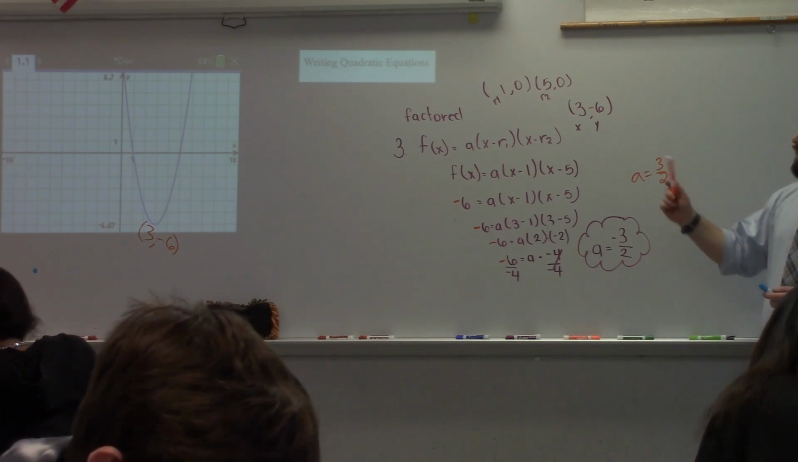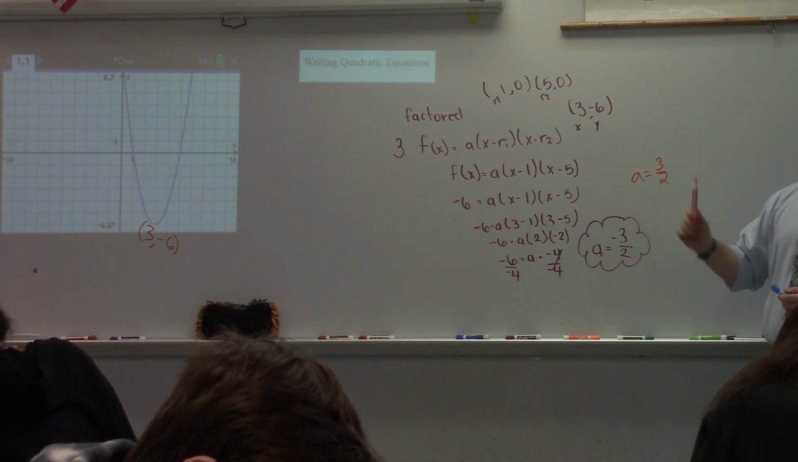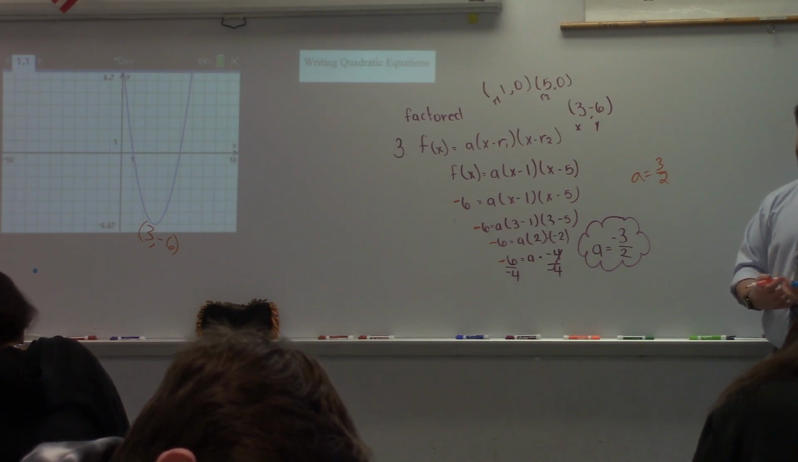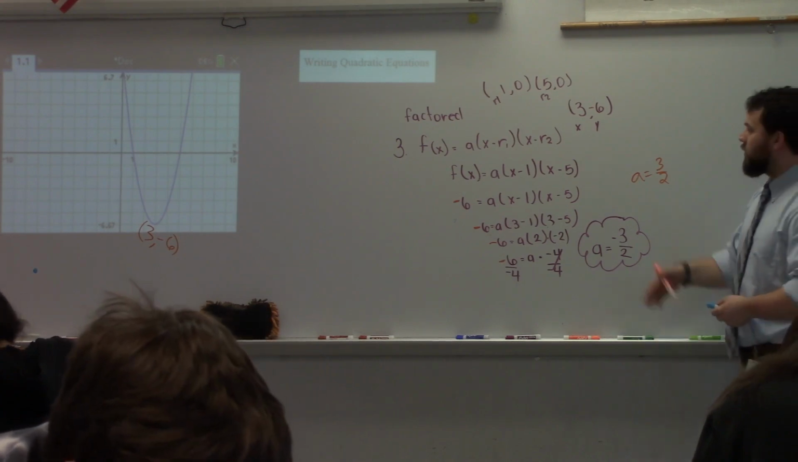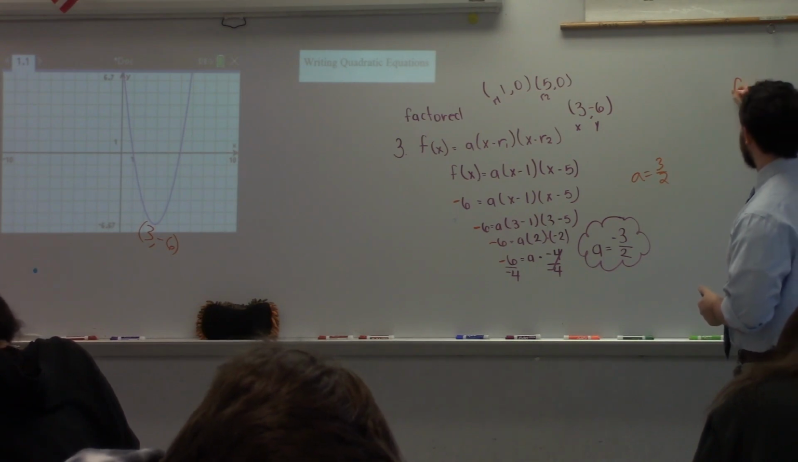I'll point this out. Look at that graph. Why should we have known that A had to be positive? It's a concave up parabola, right? Go back and check. Did you make a small mistake when you see something like that? So that's an example of how to use this with factored form.